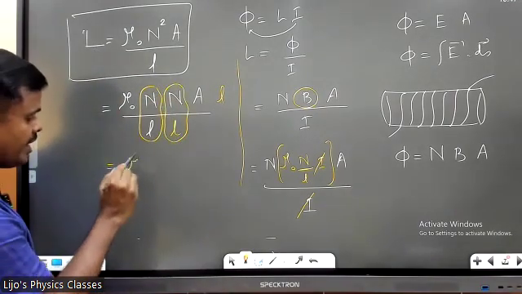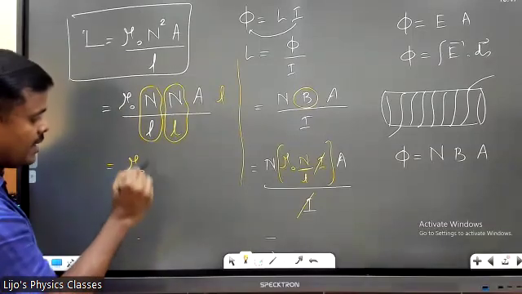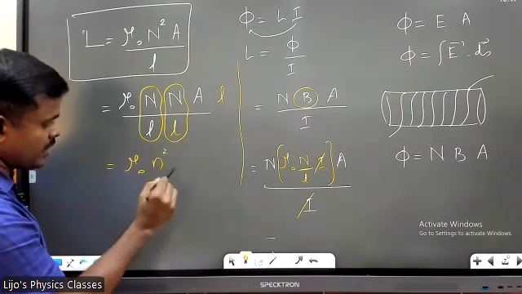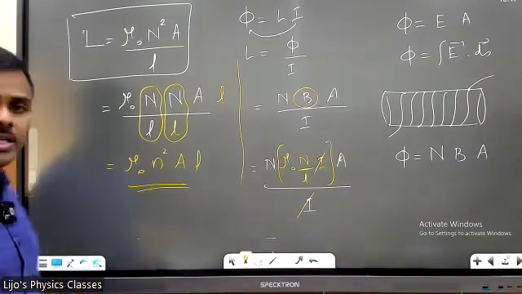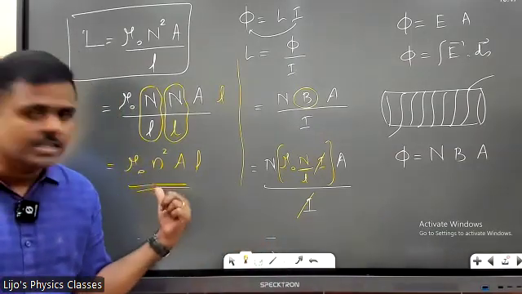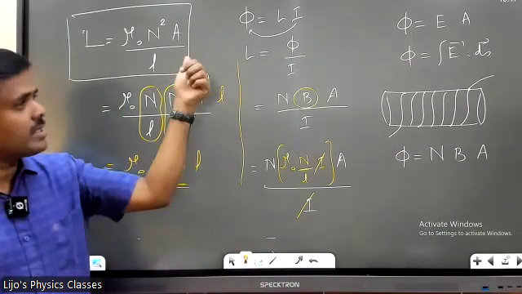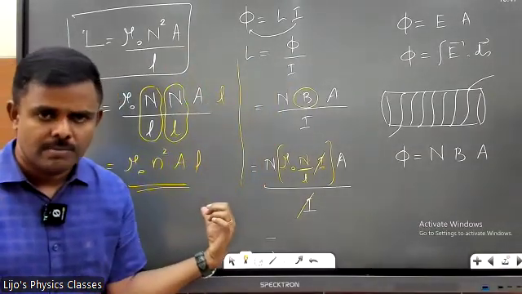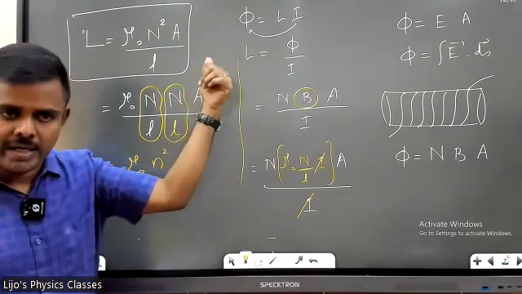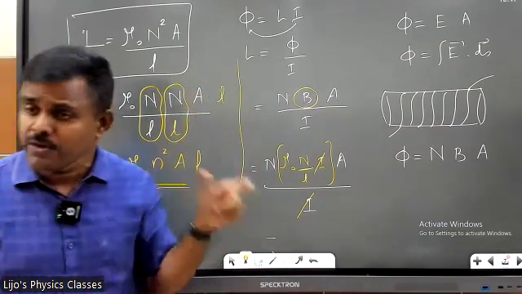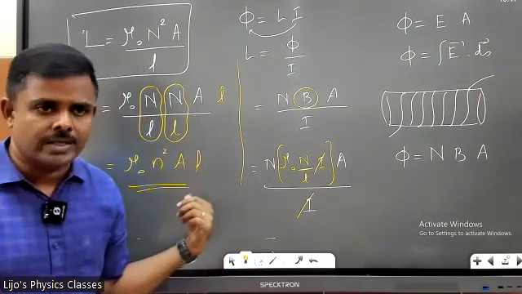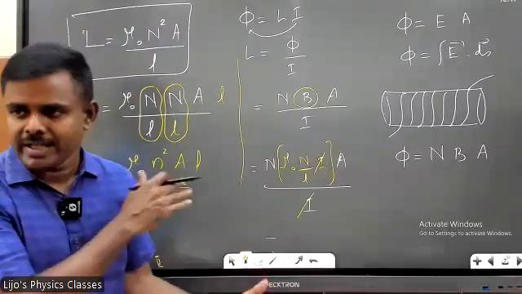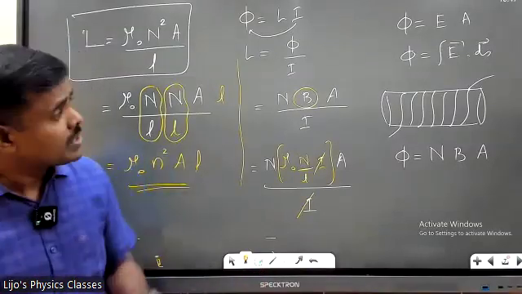So what is it finally? Mu 0, N by L is n, and this N by L is also n. So it is mu 0 n square A L. One hundred percent, in numericals you will have to use this equation. For derivation you can stop at the earlier step. In your school exam you have to write until there, and for boards it's okay to stop there, but for numericals you need to learn this equation. Mu 0 n square A L. Now this is for self-inductance.